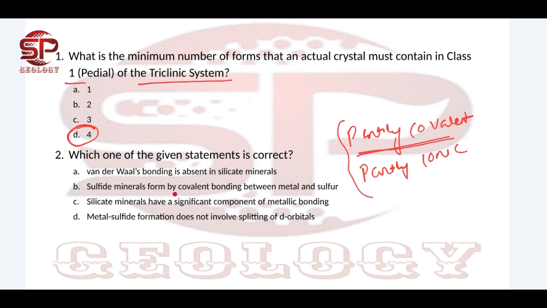Then sulfide minerals are formed by covalent bonding between metals and sulfur. So it is a characteristic of sulfide minerals. It is produced by covalent bonding between metal and sulfur. So most of the metallic things are sulfides. So this should be correct. Then silicate minerals have a significant component of metallic bonding. Silicate minerals don't have metallic bonding. Then metal sulfide formation does not involve splitting of d orbitals. When metal sulfide forms, there will be covalent bonding and there will be splitting of d orbitals. So this one will be correct and the other three are incorrect.